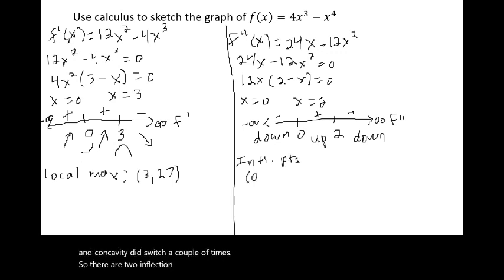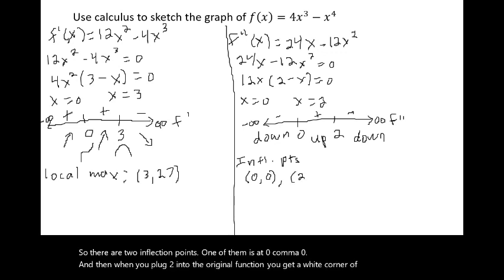One of them is at 0, 0. And then when you plug 2 into the original function, you get a y-coordinate of 16. So 2, 16 is also an inflection point.